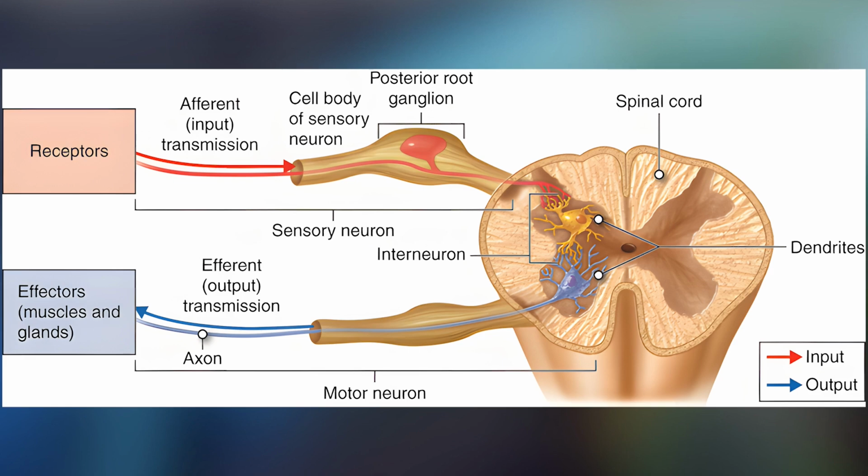Efferent, with an E, is the opposite. It carries signals out from the brain or through the spinal column out to our muscles or to innervate the visceral organs. So that's our digestive system and things like that. So the peripheral nervous system includes both afferent and efferent neurons.